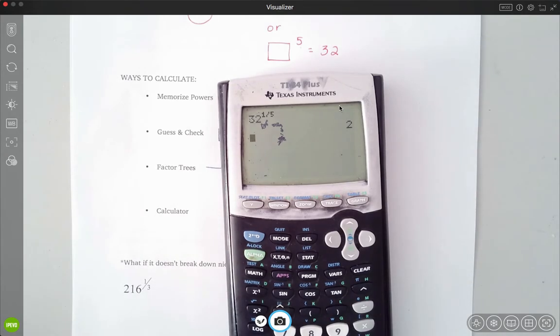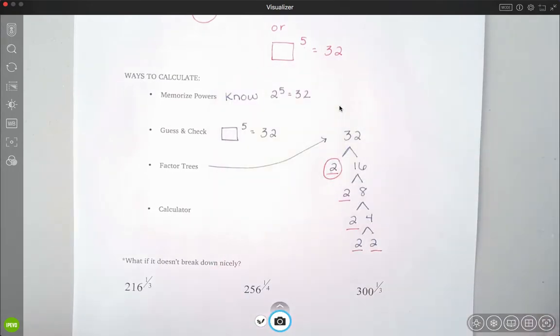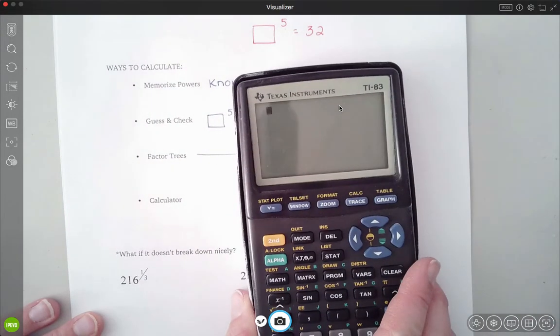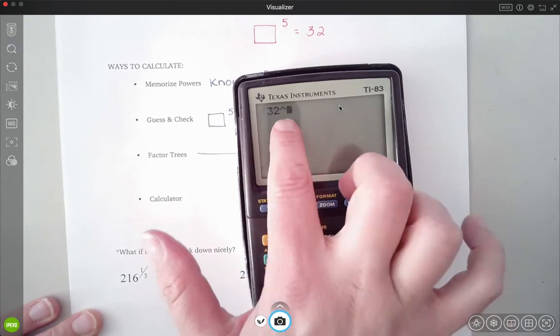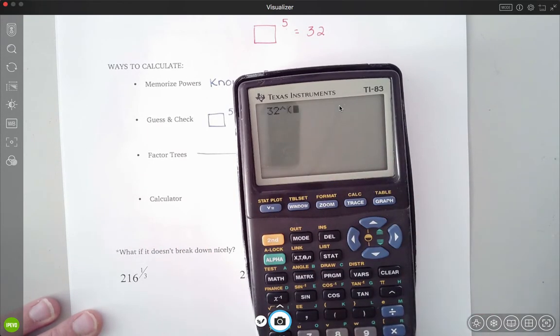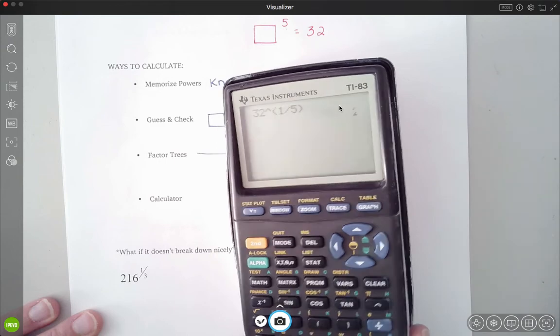On some of the calculators, let me see if I can open one here. Some of the calculators, you're going to have to use parentheses around that 1/5. Let me show you what I mean here. So like on this calculator, I would have to go 32 to the power of, and then if your cursor just stays right there, you would need parentheses around the 1/5, okay, to find your answer of 2. Sorry, that screen's not real great, but it proved my point.